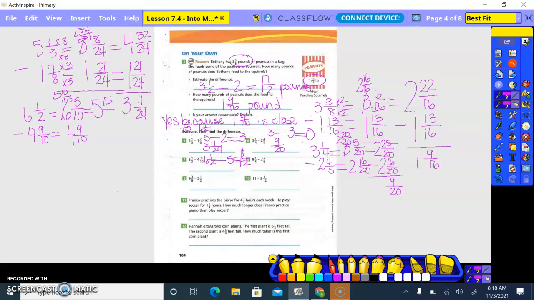5 and 15/10 minus 4 and 9/10. 1 and 6/10. Is that simplified? Nope. So 1 and 3/5. So the answer is 1 and 3/5.